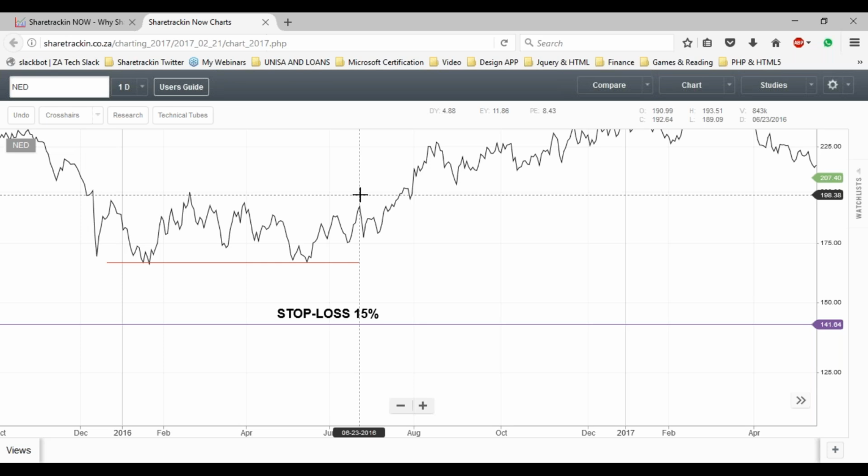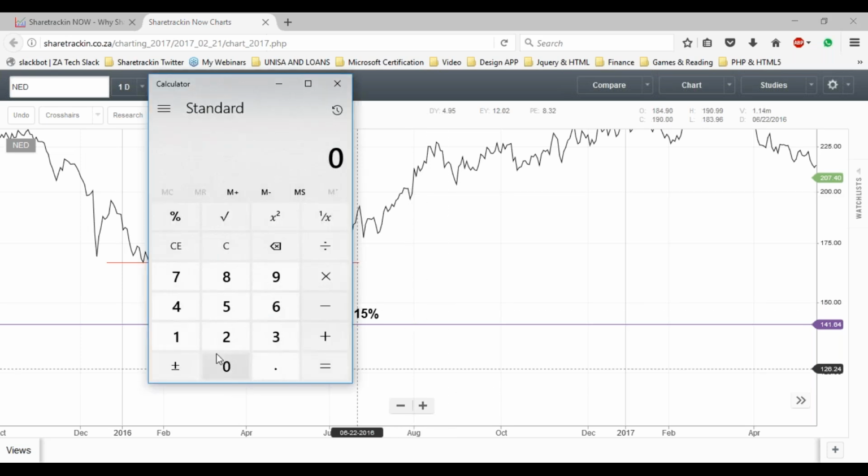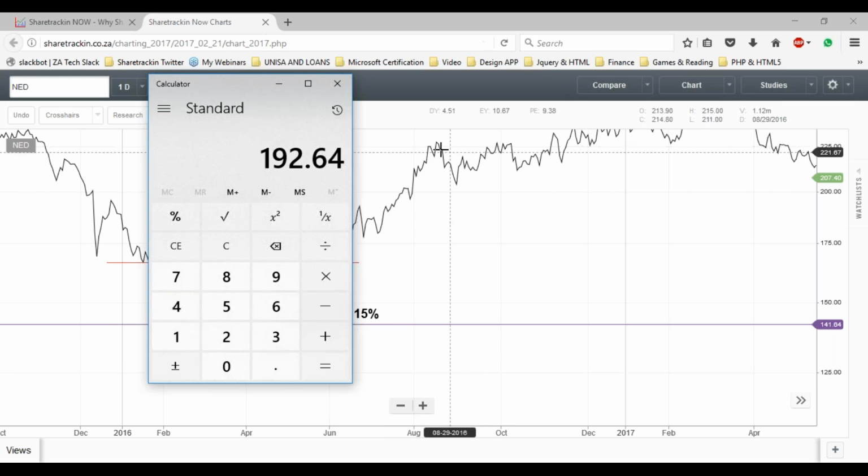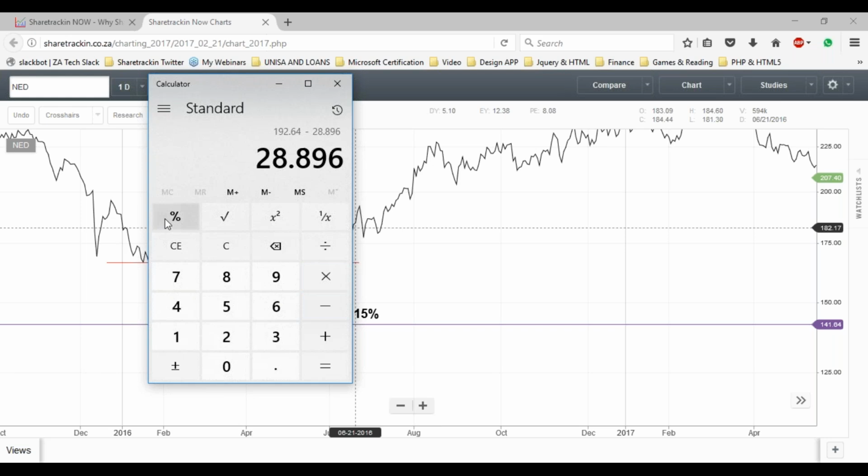Now you'll see the closing price there was 192.64. So what I do is I get my pocket calculator again. 192.64 was my closing price. I deduct 15%, which I said was my stop loss. Now, a 15% stop on 192.64 is 28 Rand 90, if you want to round that down.